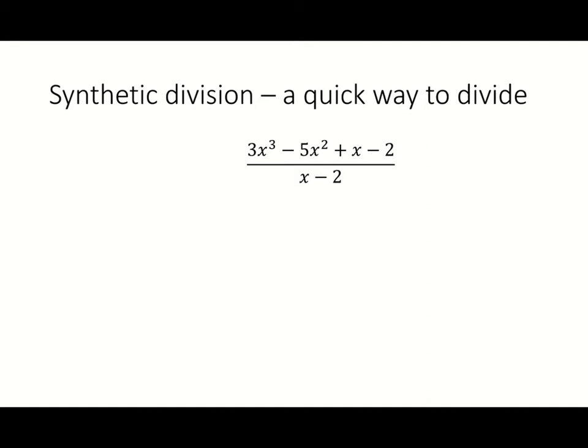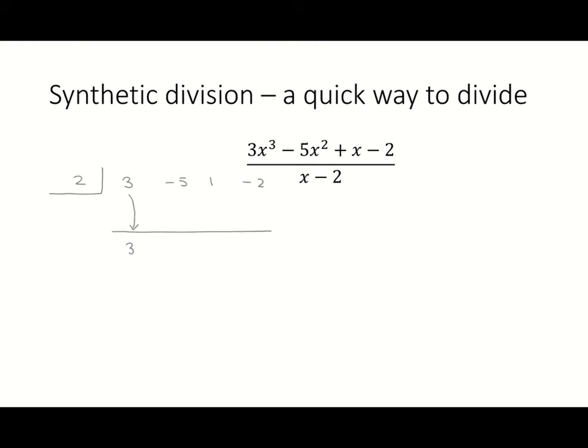So the first thing we do is we make a little box, just like this. And in the box, we put the number that makes the denominator 0. In this case, it's 2. Then we write out the coefficients of the rest. So 3, negative 5, 1, minus 2. Then we leave a gap, and we put a line like that. Again, you don't need to worry about why it works, it just does. First thing we're going to do is bring down the 3 and rewrite it there.